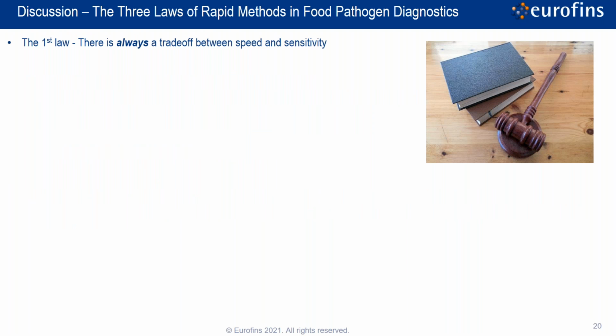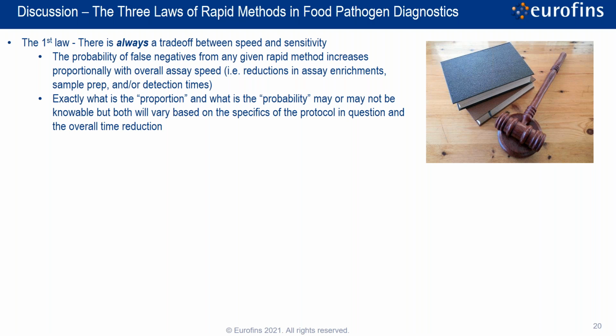Hopefully I didn't go too far over. What I'm calling my 3 laws of rapid methods in food pathogen diagnostics. So my first law here is that there is always a trade-off between speed and sensitivity. The probability of false negatives from any given rapid method will increase proportionally with the overall assay speed. And that usually comes from reductions in enrichment times or sample prep or detection times. What the proportion is and what that probability is may or may not be knowable.